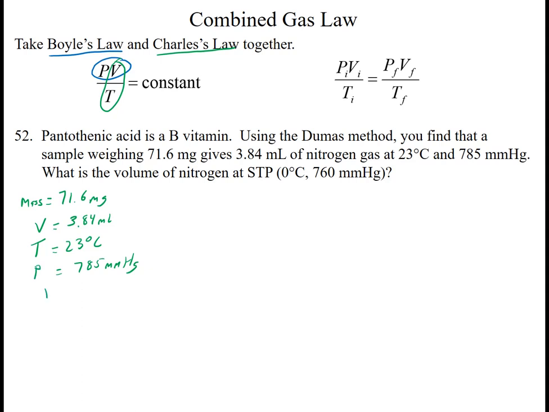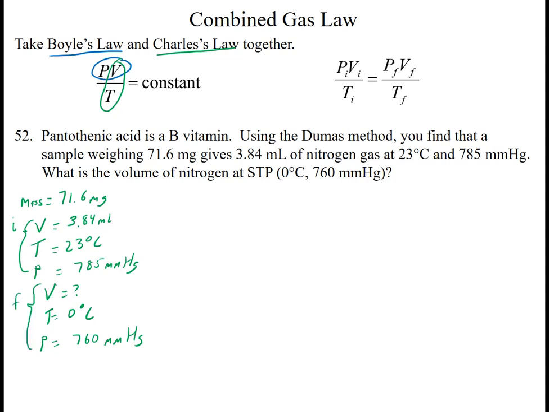It says what is the volume, so that's what I'm looking for. At STP, STP will be defined shortly, but just for you to know that means my temperature is 0 degrees Celsius and my pressure is 760 millimeters of mercury. Okay. So you see here I have 2 volumes, 2 temperatures, and 2 pressures. These 3 were in one sentence, so that's going to be my I. These 3 were in a separate sentence, so that's going to be F.